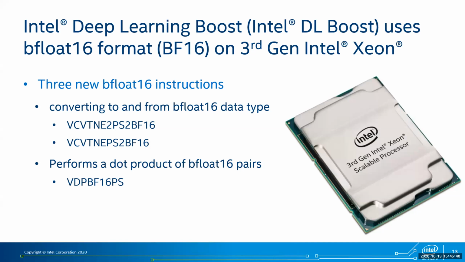So for the Intel third generation Xeon server, we support BF16 by adding a couple of new BF16 instructions. So first, we have two instructions that help users convert to and from the BF16 data type. And we also have one instruction to do the dot product of Bfloat16. So they are new instruction sets added in the third generation Xeon server.